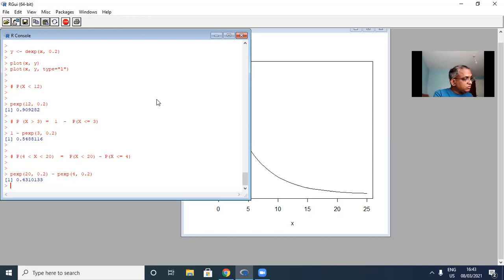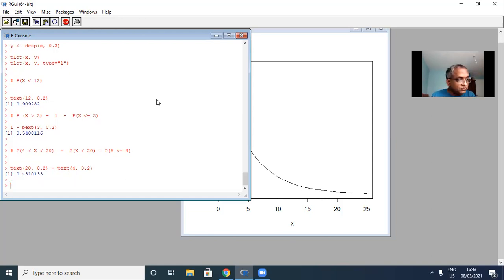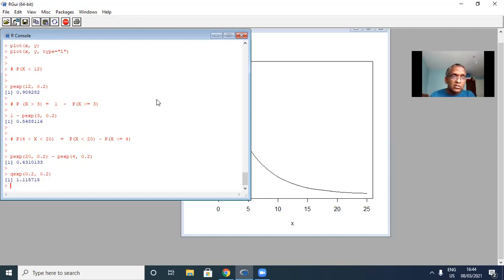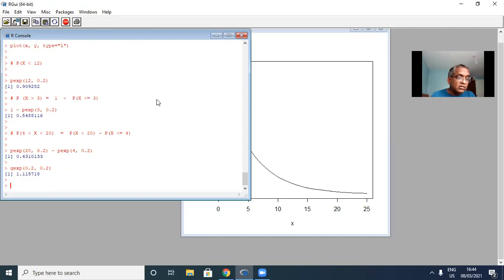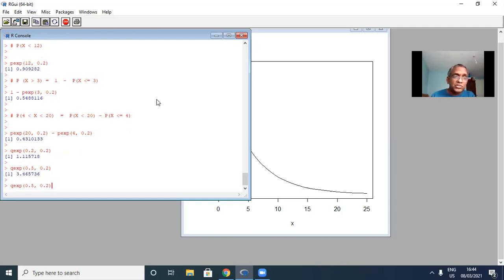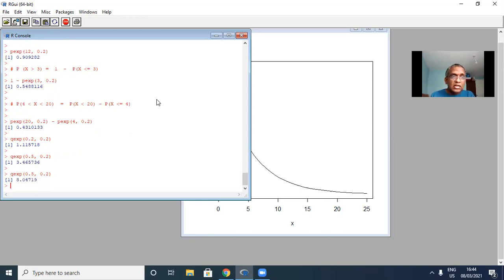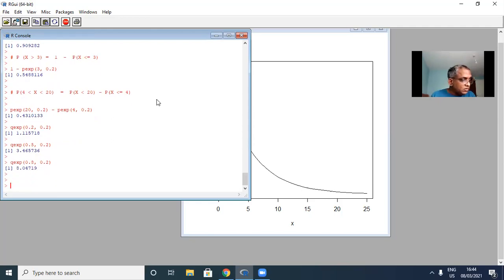Okay, is there a second part? Yeah, there is a second part for question 3, which is to find the 20th, 50th, and the 80th percentile of the distribution. So to find the 20th percentile, use the Q exponential command with 0.2 and the parameter. So this is the 20th percentile of an exponential distribution. This is the 50th percentile, and this is the 80th percentile. So that completes question number 3.